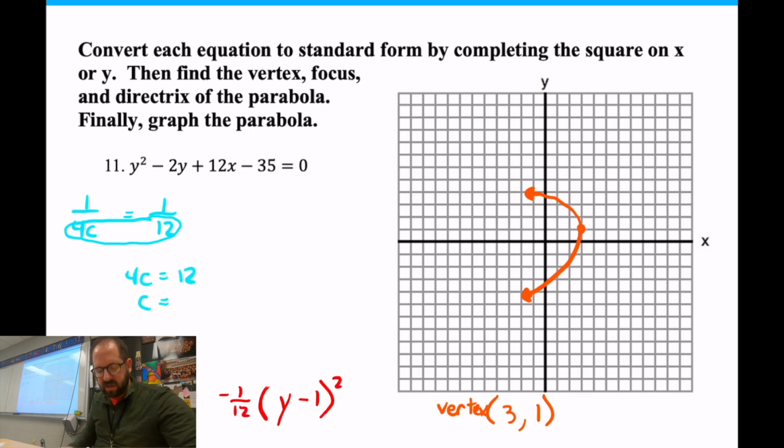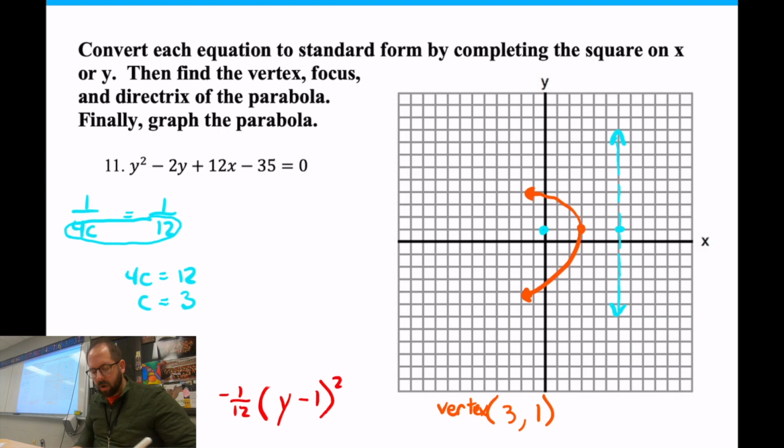So what should my c be? 3. They actually ended up being fractions, so you can just set the bottoms equal to each other because the ones on the tops were the same. If you wanted to, you could cross multiply and divide. I don't know how you want to attempt that. But my c is a 3, so that means I'm going 3 on the inside and 3 behind it. And I can draw where my focus and directrix are. They're 3 from the vertex.